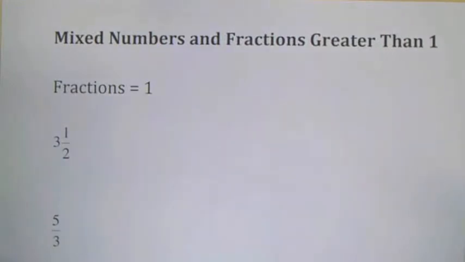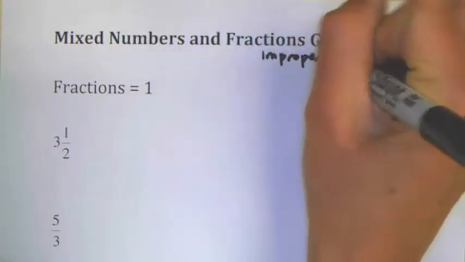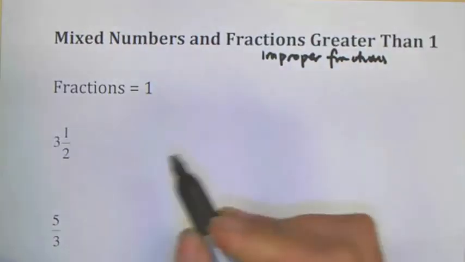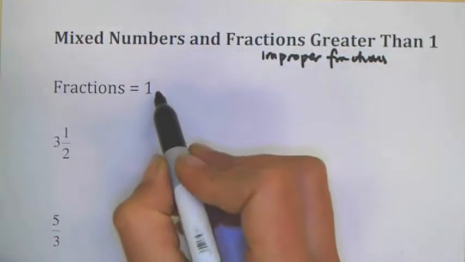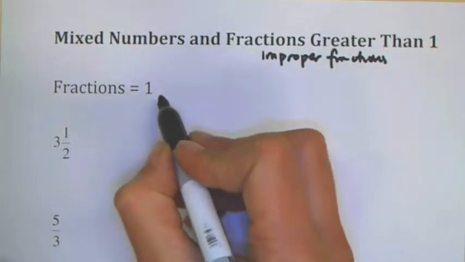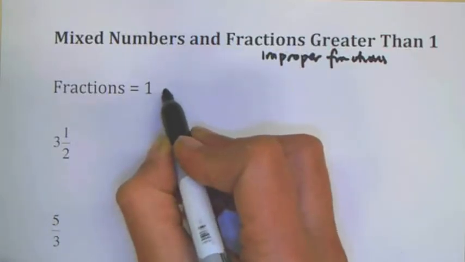So this video is about mixed numbers and fractions greater than 1, which are also called improper fractions. Now, the first thing is that if you understand the concept of a fraction equal to 1, or some people call it the giant one or the mighty one, then that's really going to help you a long way in terms of understanding fractions and how to do operations with fractions.